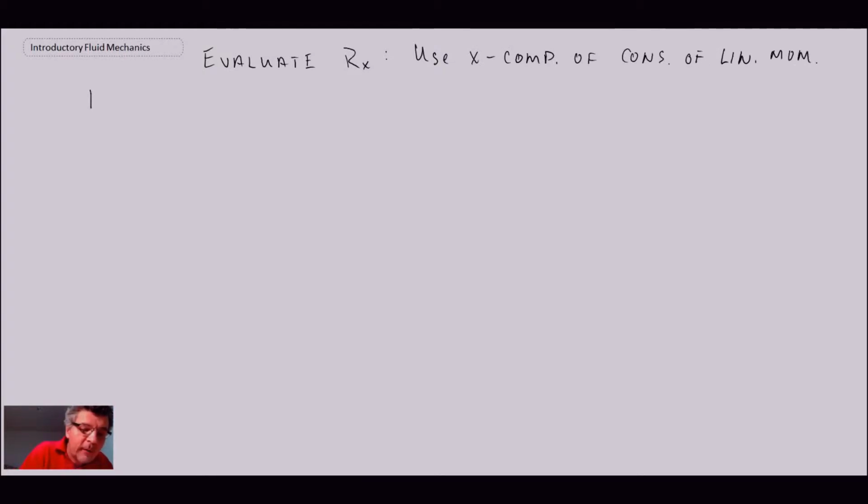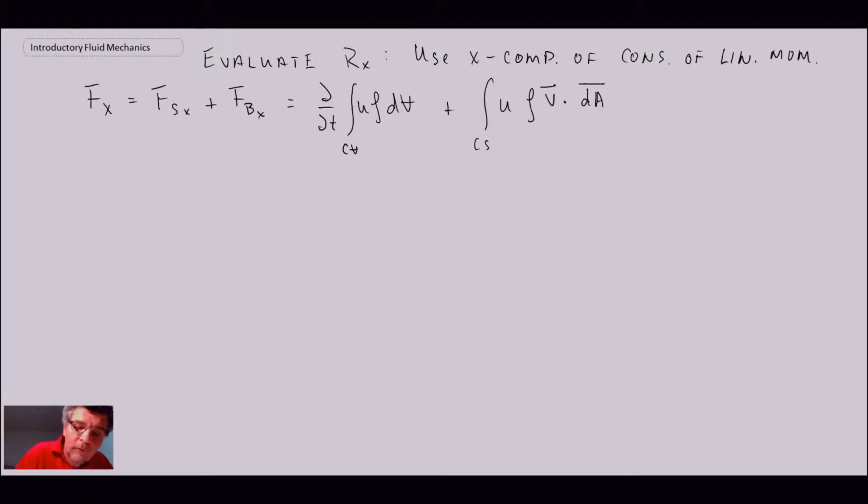Remember we said that this was a vector equation. I'll write out the X component of the conservation of linear momentum. And so we get this. Now, a couple of things happen immediately. First of all, body forces in the X direction. Well, there are no body forces in the X direction. The only body force here would be gravity, and that does not act in the X direction. So that term is gone.